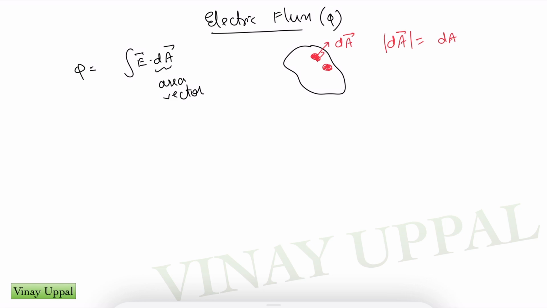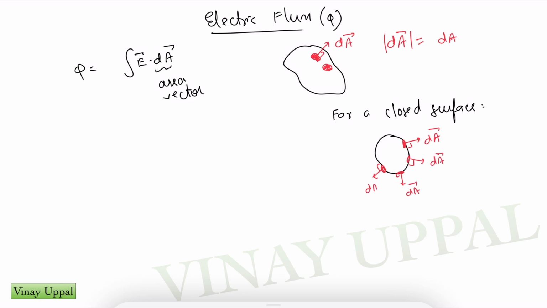But for a closed surface, the convention is that the area vector is always chosen in the outward direction, never in the inward direction. That is the convention. So for a closed surface, if the question asks you to calculate the flux, you have to stick to this convention, and the answer for the flux may be positive or negative.